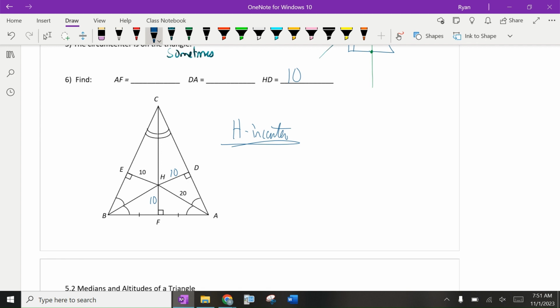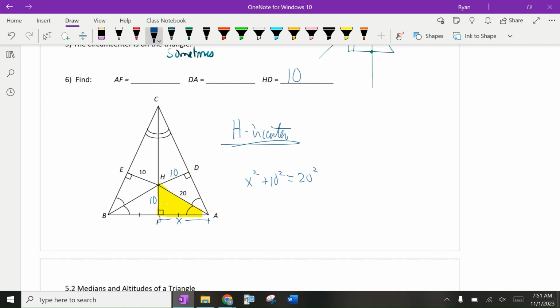Another question is the length of AF. So if we look at this yellow triangle right here, it is a right triangle. We know a leg, we know the hypotenuse, which means we can use Pythagorean theorem again. If I call this length x, that would mean that x squared plus 10 squared is equal to 20 squared.